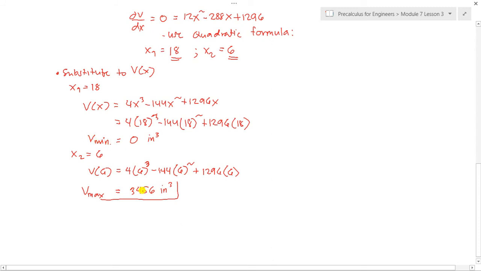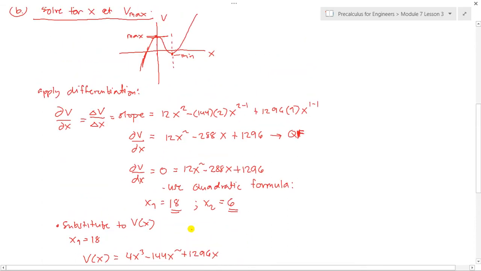So therefore, at x equal to 6, we can attain the maximum volume. Our final answer is x equals 6 inches for the height, because at 6 inches we achieve the maximum volume.